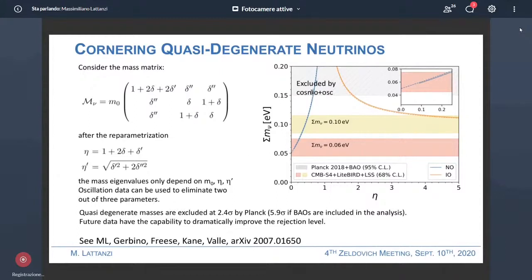Okay, and the interesting thing here is that usually you want this kind of matrix in models of quasi-degenerate neutrinos. So you want the matrix that you see on the left to have the parameters denoted with delta, delta prime, and so on, to be small. And what we see is that cosmology basically excludes this kind of mass matrices, at least with small parameters.